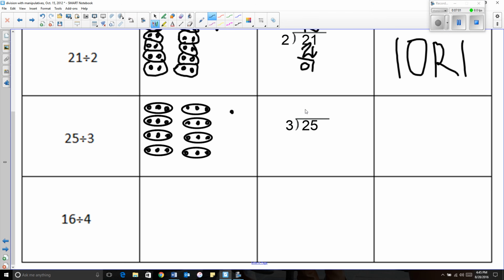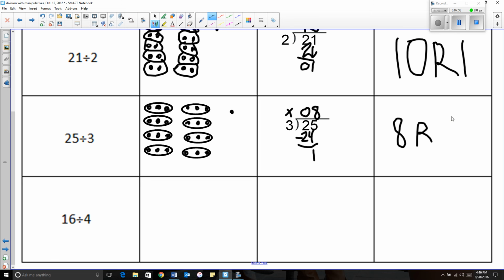Okay, so 3 will not go into 2. So that should have a placeholder of a 0 on top. But 3 will go into 25 8 times. And 8 times 3 is 24. If you count all of the dots that are inside a circle, there are 24 dots inside a circle. And you're going to take that number away to see how many were left out. So 25 minus 24 is 1, which should match the remainder, and this remainder should be smaller than the divisor, which it is. So we know we've done a good job with our answer of 8 remainder 1.